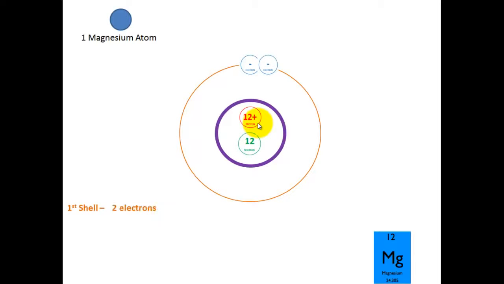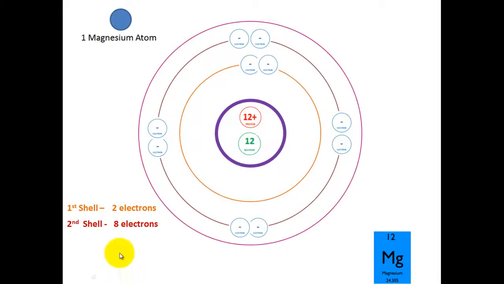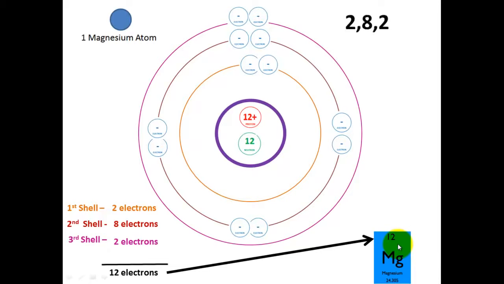So we have 2 in the first shell, we have 8 in the second shell, and in the last shell, to make a total of 12, we will have 2 electrons. So we have a total of 12 electrons. So we have the configuration of 2, 8 and 2. 12 protons, 12 electrons, an overall charge of 0.